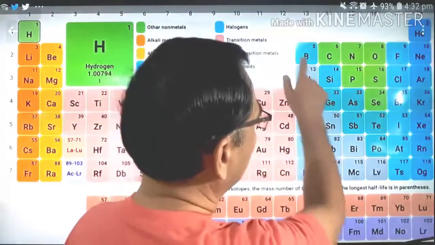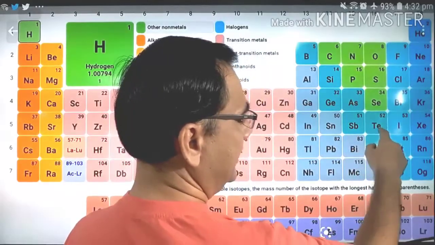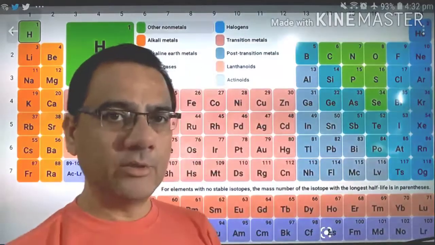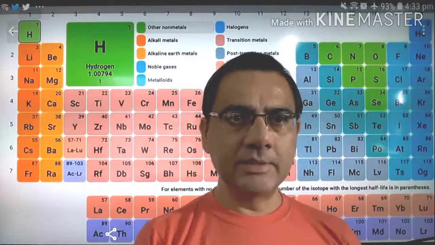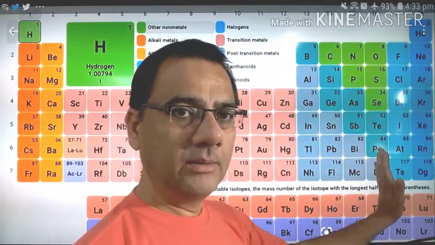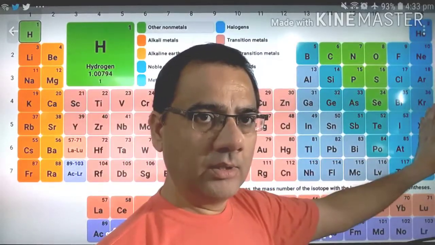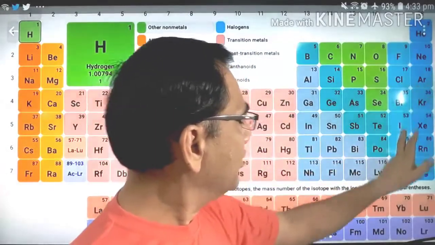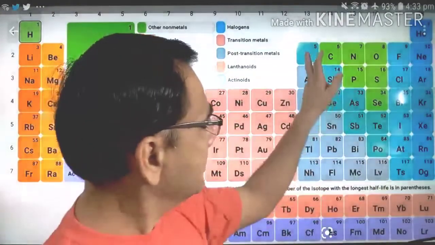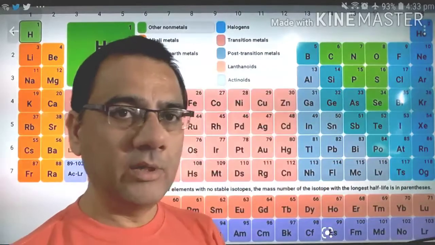All these elements, boron, silicon, germanium, arsenic and these antimony, tellurium and polonium, are called metalloids. So one thing is clear to you, from here to here all these elements are called metals. Extreme right side, they are called noble gases or inert gases. These elements, group 17 as well as these green ones, are called non-metals, and these elements which are another blue color are all called metalloids.